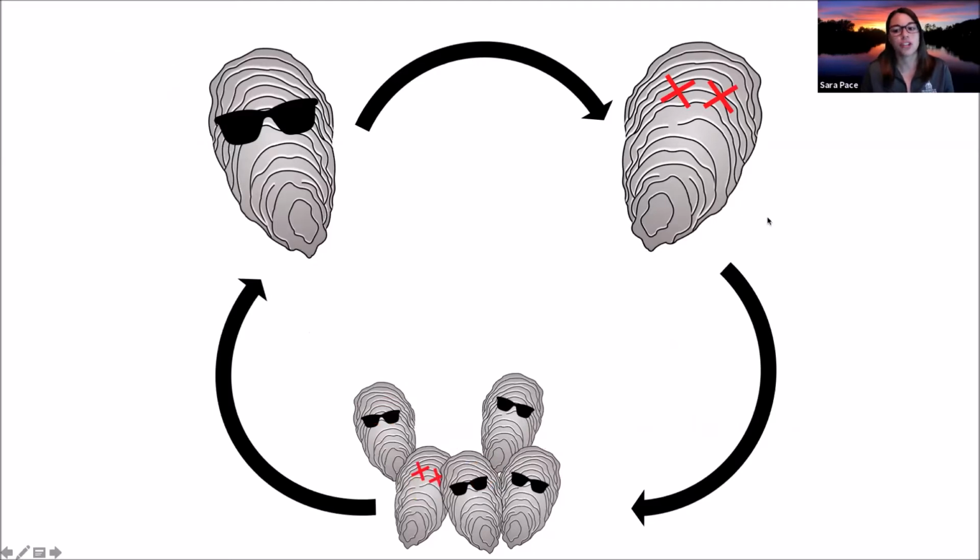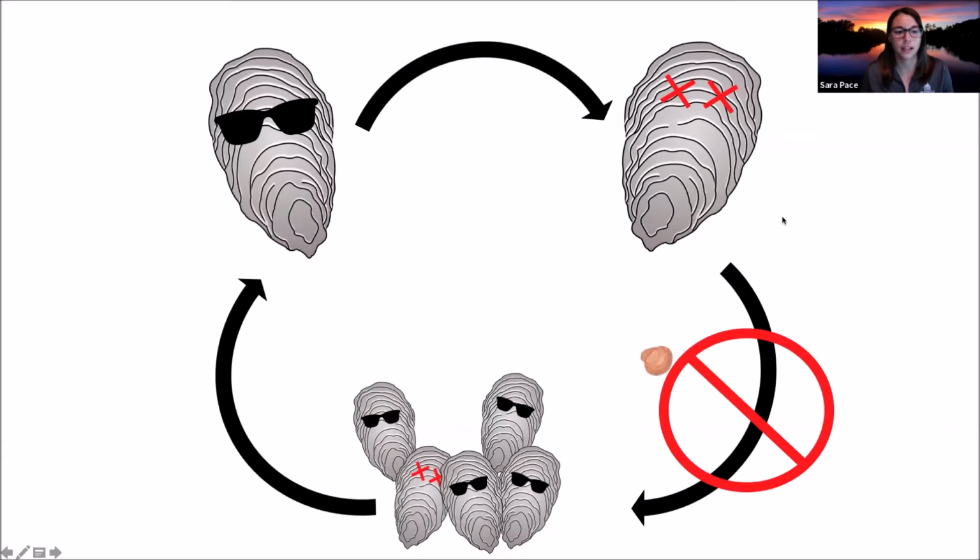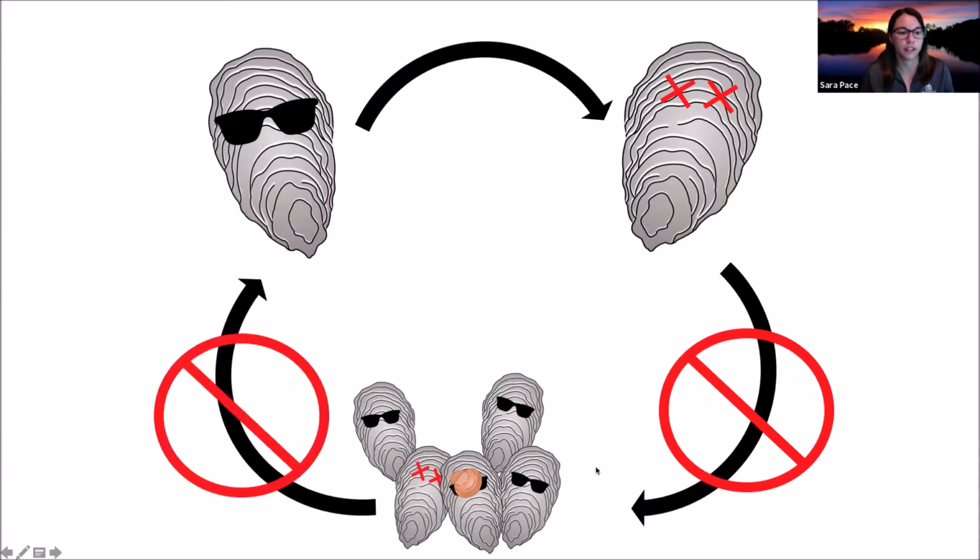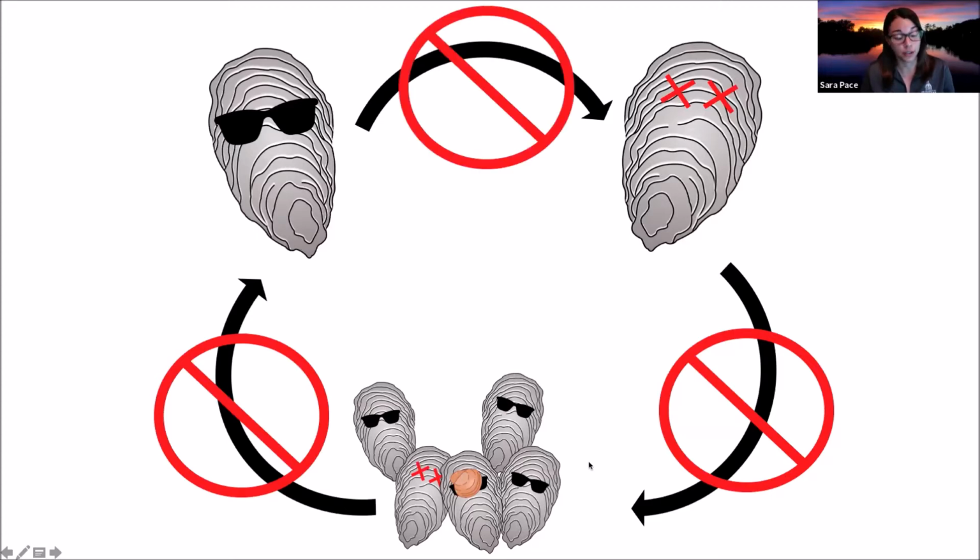However, when more shell is lost than added to the reef, a negative feedback loop is created. As recruitment is reduced, you can see there's less surface area available for the larvae to settle on, which means that fewer larvae are going to grow up into adulthood, and that means that fewer adult oysters are going to die and contribute to the reef framework. So now we're in this negative feedback loop.